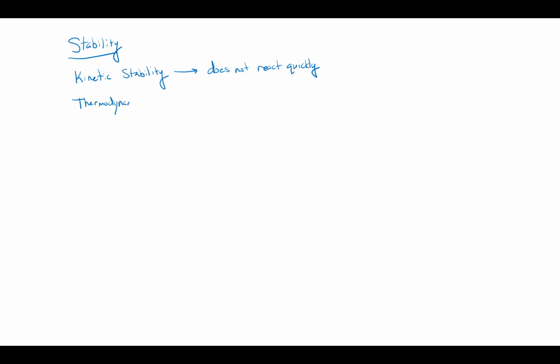So thermodynamic stability, which, if you've taken organic 1 or organic 2 from me, we've talked about as well, right? Thermodynamic stability means that a compound is lower energy, right? It's favored as product in an organic reaction, in reactions.